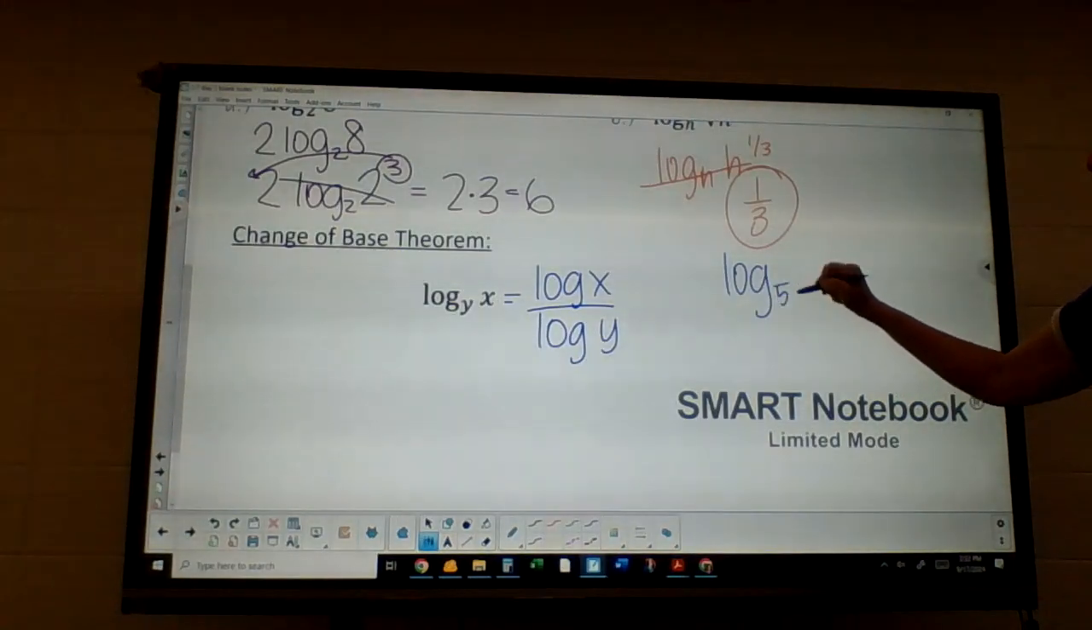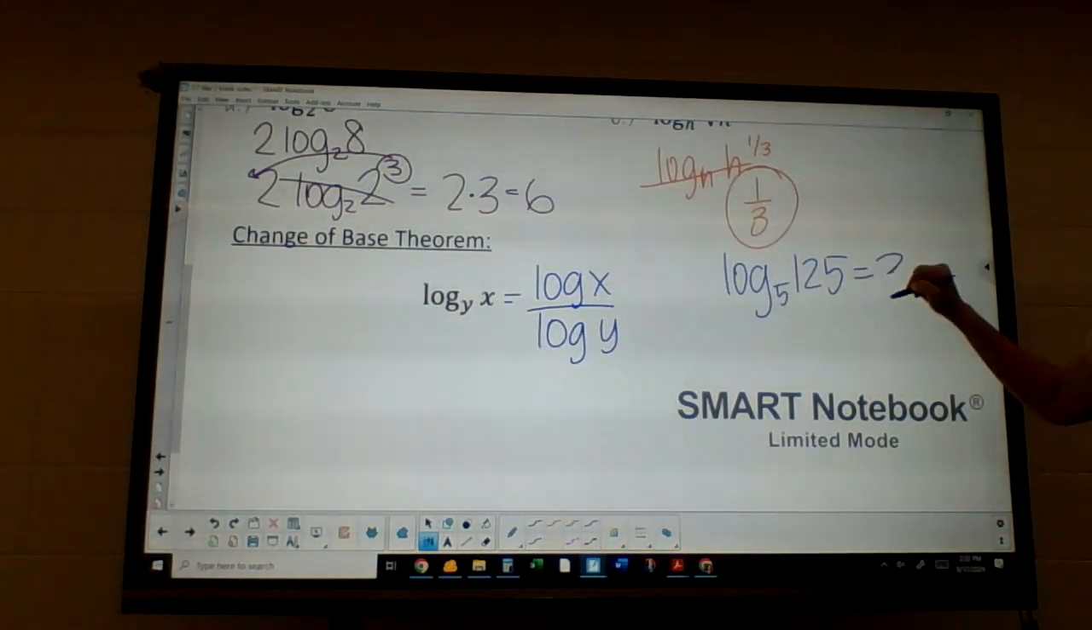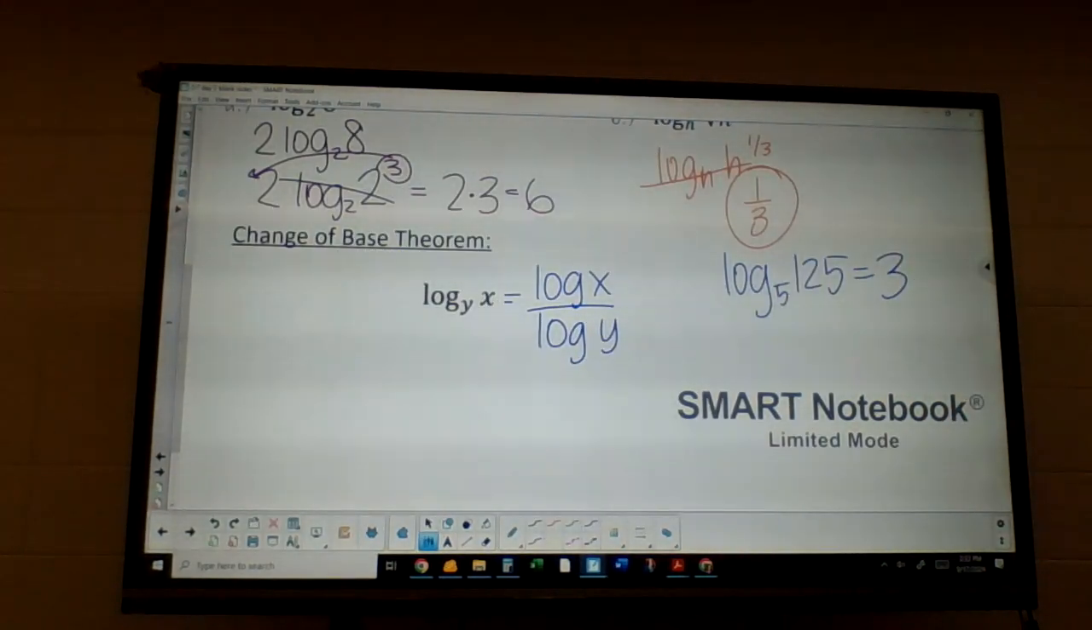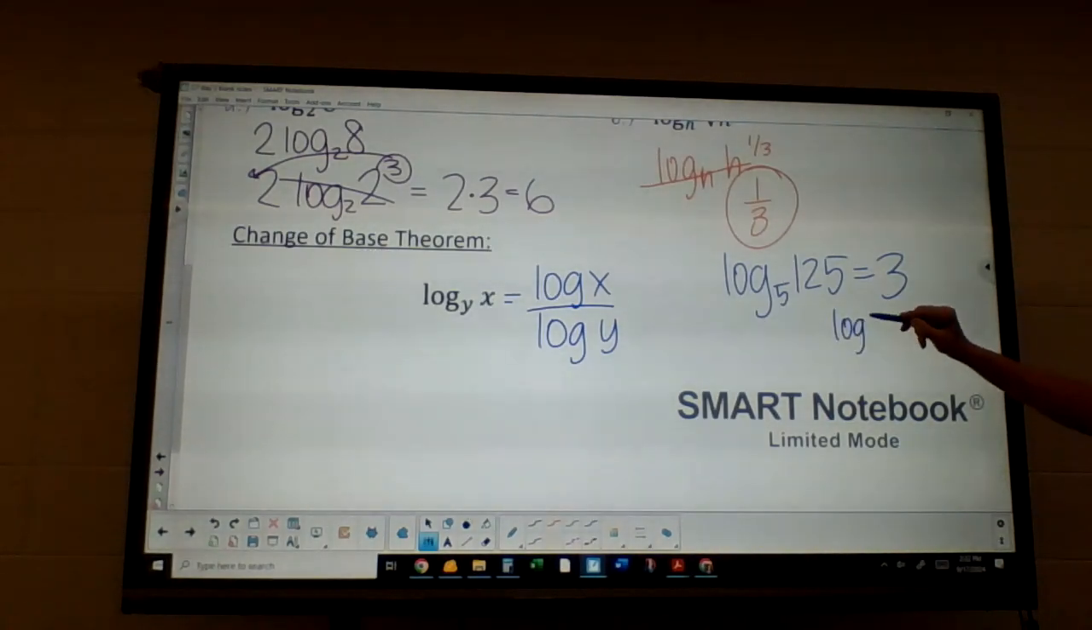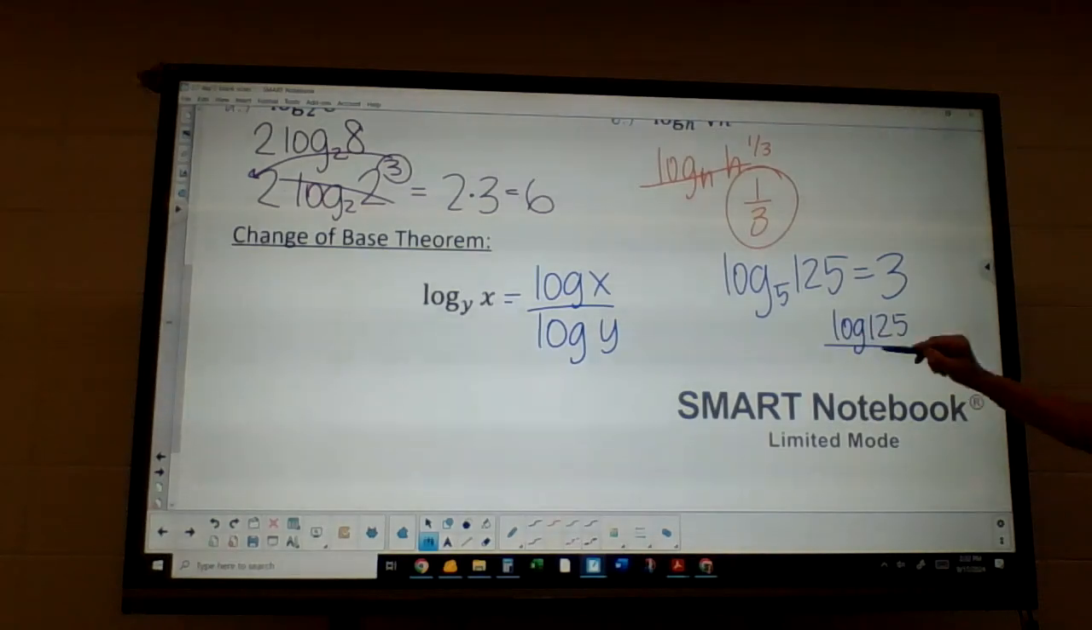So log base 5 of 125. FYI, this should equal 3, because 5 to the third power equals 125. If you have not yet found this in your calculator, take a minute to find this. If you don't think you have it, I can check for you, I think. I don't know all the tricks of all the calculators.